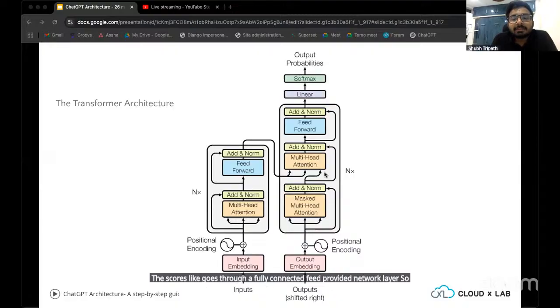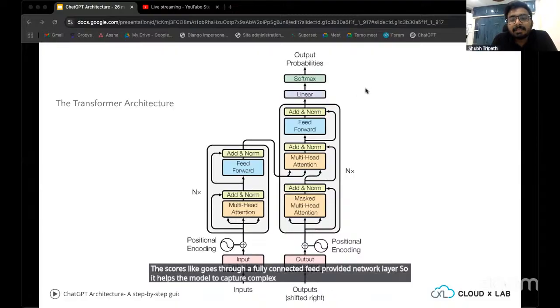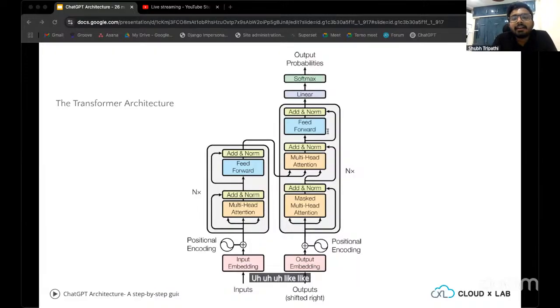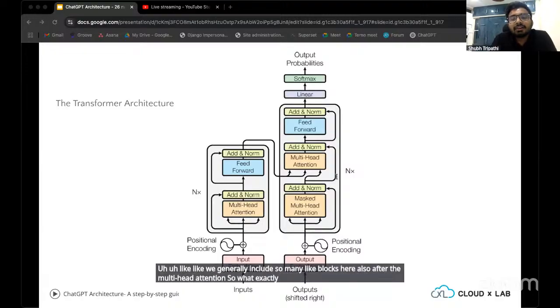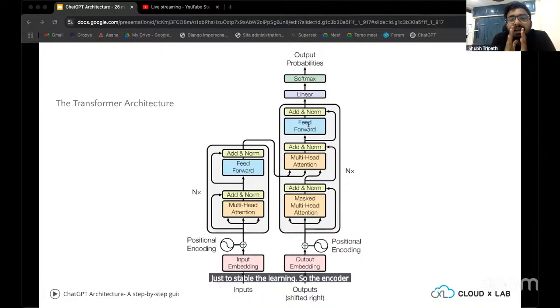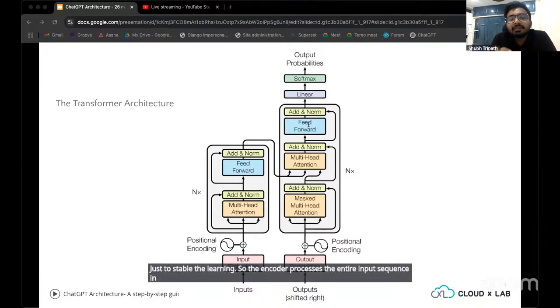So it helps the model to capture complex transformations. We generally include so many blocks here also after the multi-head attention. So what exactly it captures is complex transformation, and in this only there is also a layer normalization happening. Layer normalization generally normalizes the scores after the feed forward layer just to stabilize the learning. So the encoder processes the entire input sequence in parallel and produces context-rich representations.